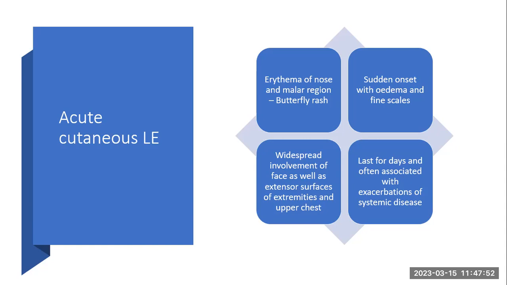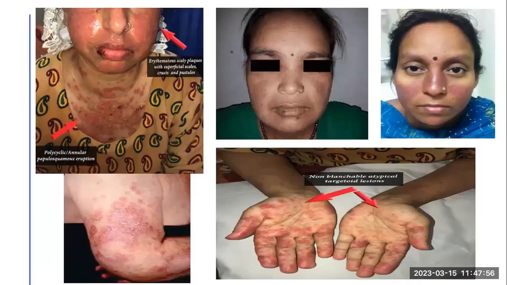Usually, these predict the exacerbation of the underlying disease. So these are the pictures. I particularly selected Asian pictures because the rash in white patients is a bit different from our setup. So you can see angry looking rash on anterior chest and face, and then on extremities, as well as the chilblain lupus on hands. So this is the acute one.